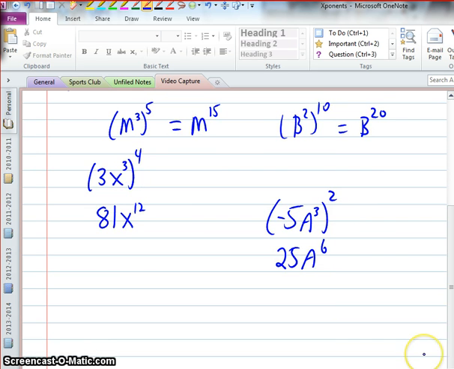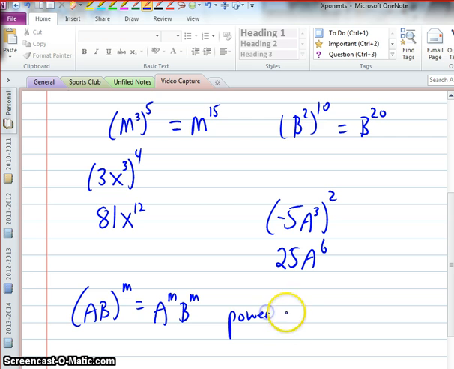And the fact that we have coefficients now leads us to the other property that we have today, which is known as the power of a product. When you have two different things multiplied together and they're brought to an exponent, you can bring them individually each to that exponent. Power of a product.